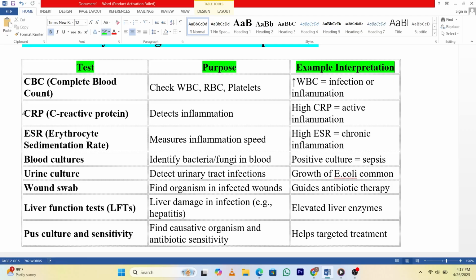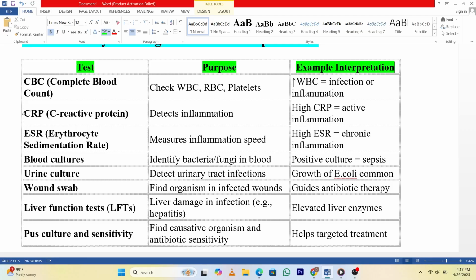Blood cultures identify bacteria or fungi in blood. Positive culture equals sepsis. Urine culture detects urinary tract infections. Growth of E. coli is common. Wound swab finds the organism in infected wounds. Guides antibiotic therapy. Liver function tests, LFTs, show liver damage in infection, e.g., hepatitis, elevated liver enzymes. Pus culture and sensitivity find the causative organism and antibiotic sensitivity, which helps targeted treatment.